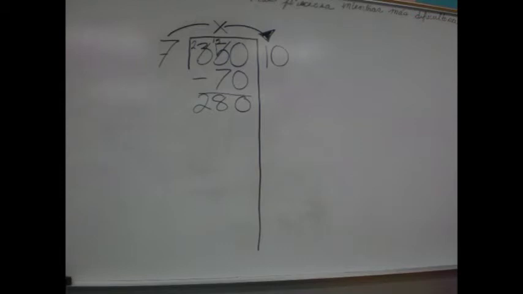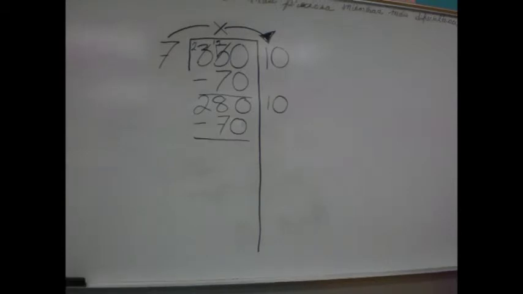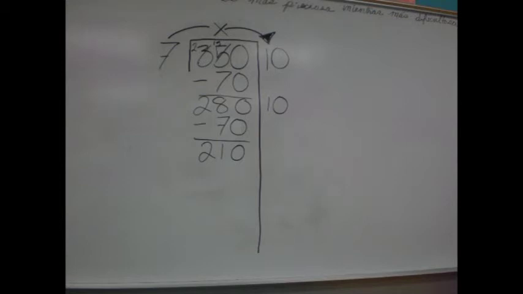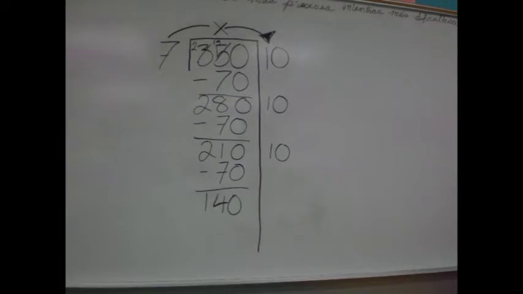Now we have to figure out how many times does 7 go into 280. We already know that 7 times 10 is 70. We will again subtract 70 from 280, giving us 210. How many times does 7 go into 210? We will multiply 7 by 10 since we know it is 70. Then we will subtract 70 from 210, giving us 140.